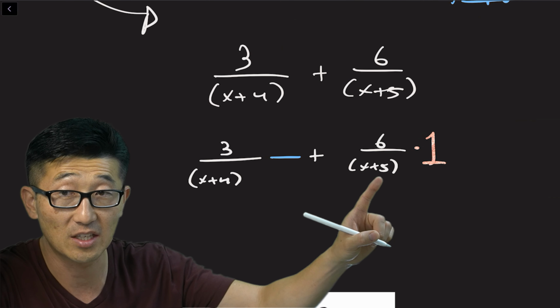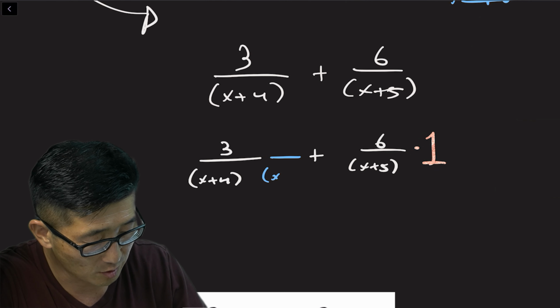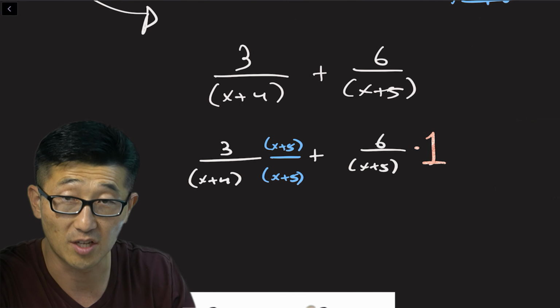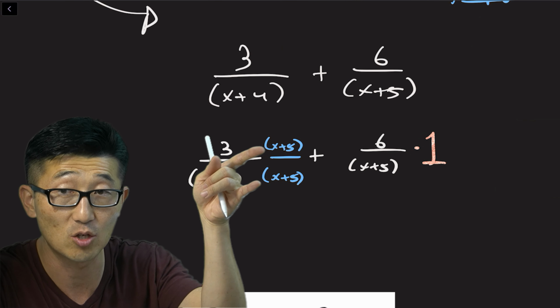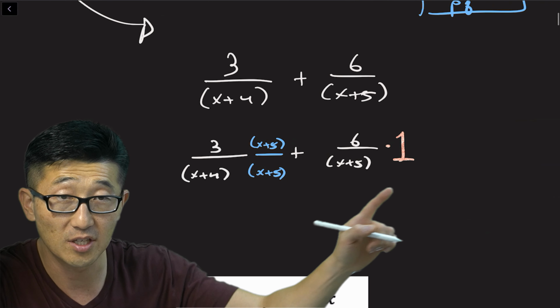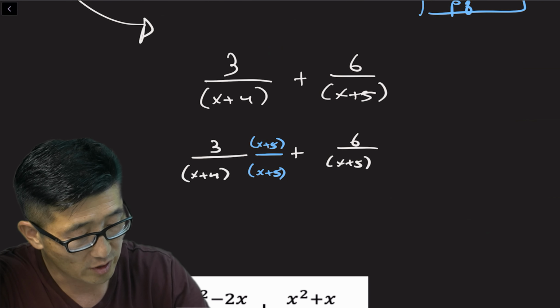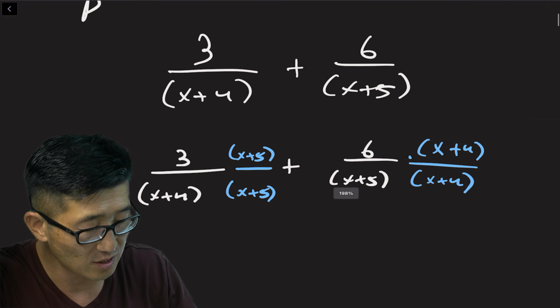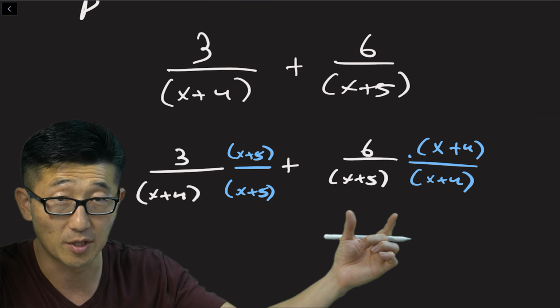This is my other factor that I need, so I'm going to put x plus 5 here on the bottom, x plus 5 here on the top. And you notice that that equals 1. But we're going to leave the expression like this. And on this one, we're going to erase that and put the other factor, x plus 4 over x plus 4. And this is your common denominator.